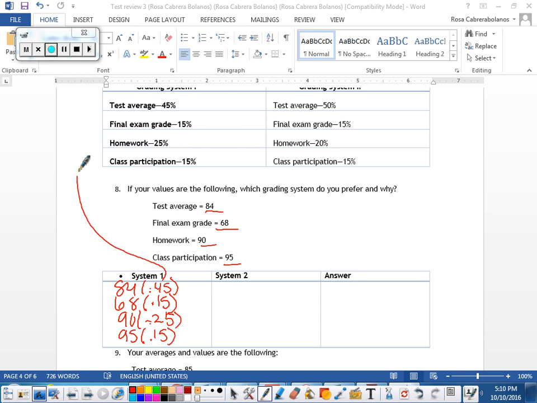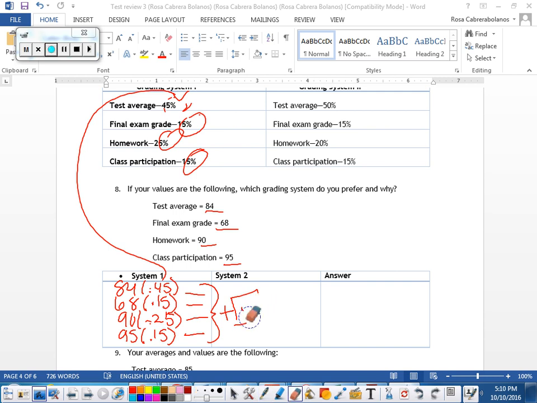These decimals are coming from these percents. So the 15, the 25, and all of that stuff, that's where I'm getting all these. When you multiply them, you're going to get all these answers that you are going to add together to get your final answer, which in this case I think was 84.7. And then you would be done there. You would compare them to see which one gives you a better grade.